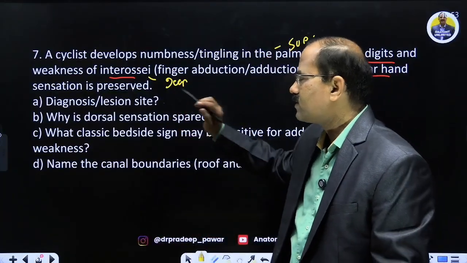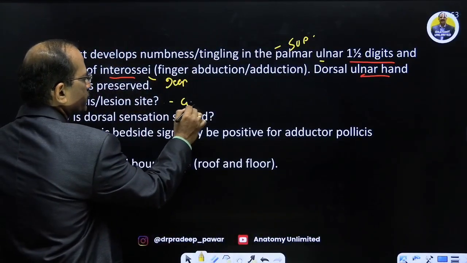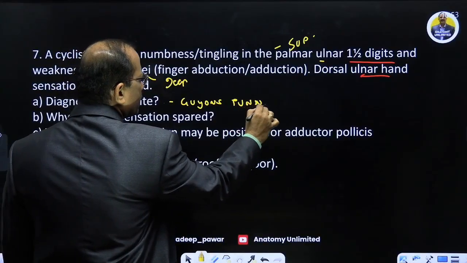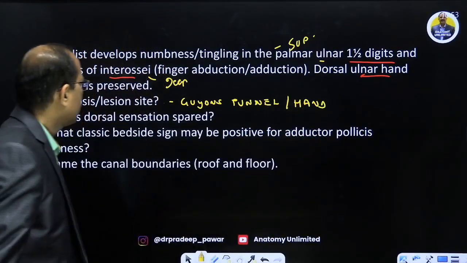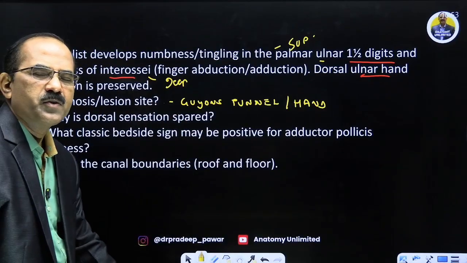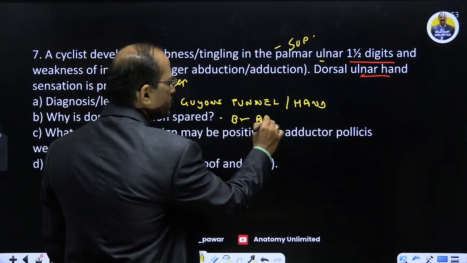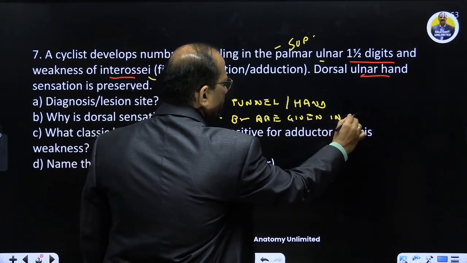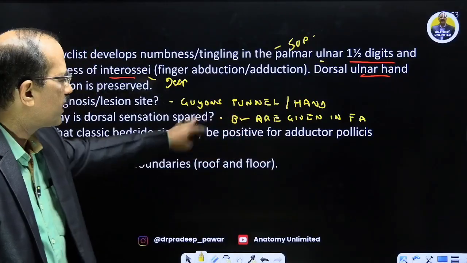So what will be the diagnosis or lesion site? Guyon's tunnel, or the hand? Will the injury be in Guyon's tunnel or in the hand? Injury in the hand. Why is the dorsal sensation spared? Because the branches are given in the forearm, whereas the ulnar nerve injury is in the hand. So that will be spared.